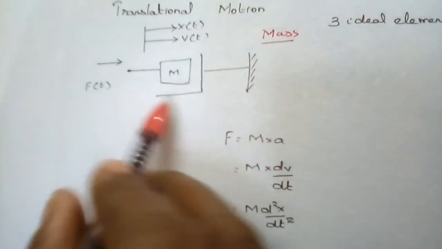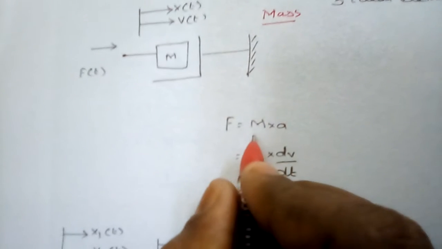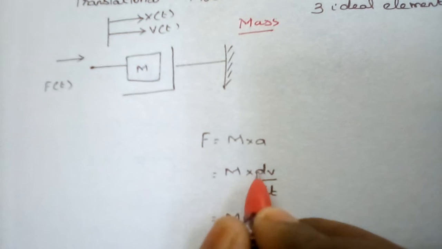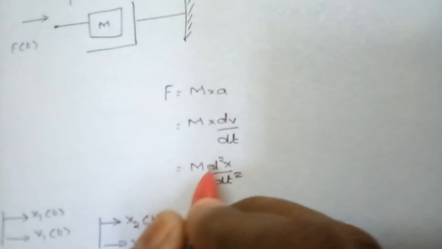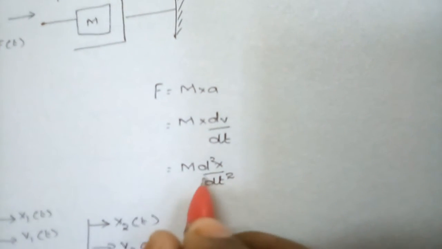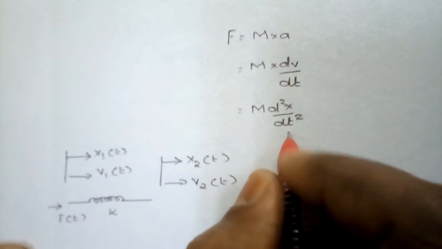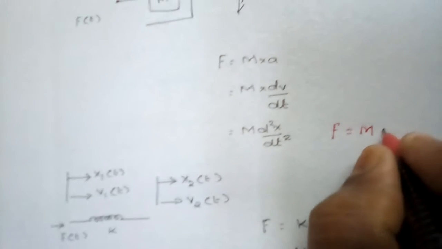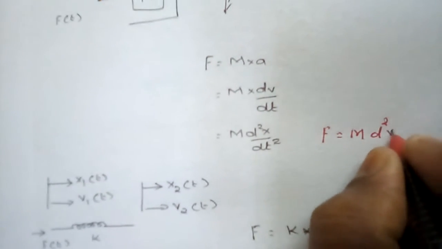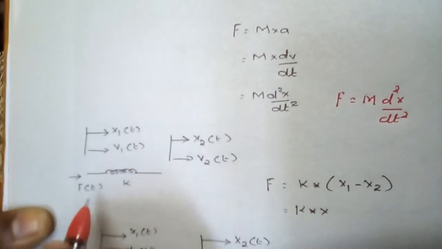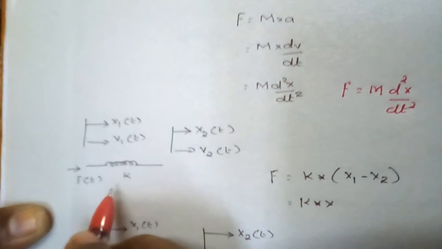Usually, the force exerted on the mass is given by m into a, which is nothing but mass into acceleration. The acceleration can be written as dv by dt, and I am replacing dv by dt with d square x by dt square. So the force on the mass element with one end fixed is given by m d square x by dt square.